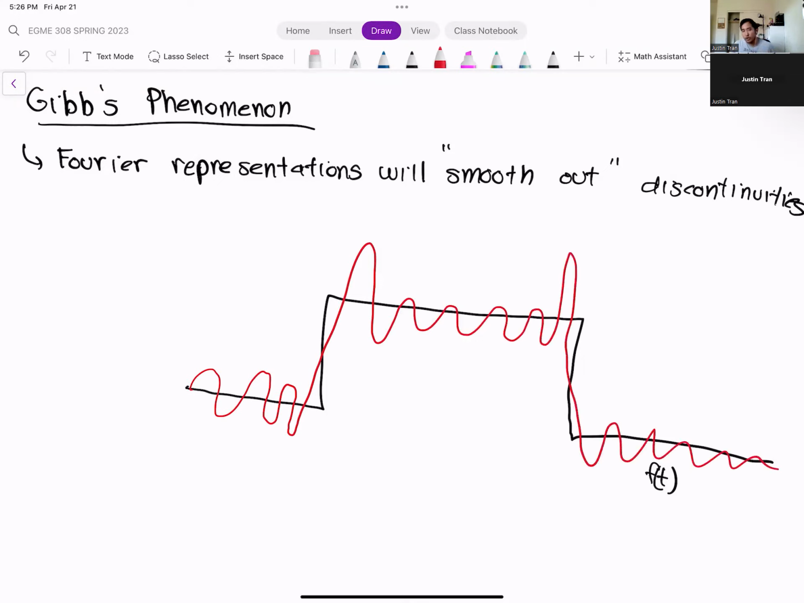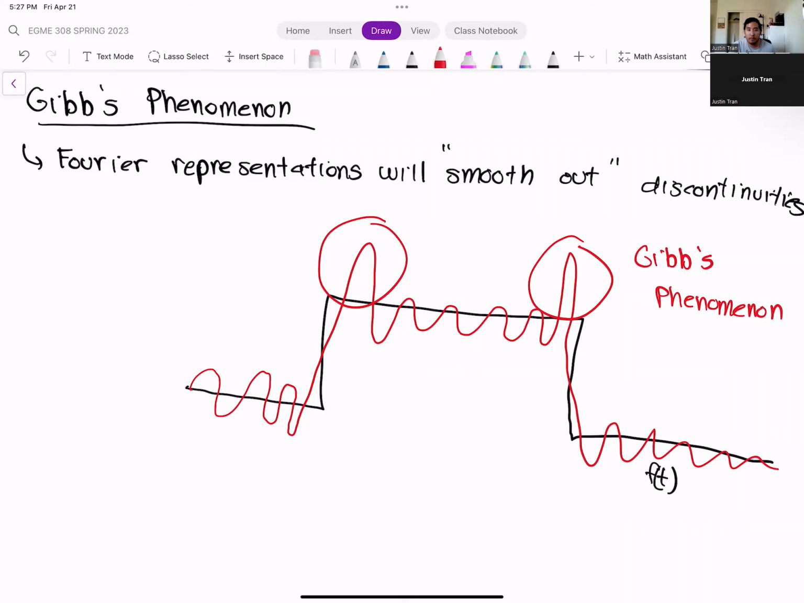Okay. And so you're going to have these kind of like bunny ears or overshoots in the function. Okay. And so these overshoots are known as the Gibbs phenomenon. Okay. And they're unavoidable. And so basically they're always going to be there kind of no matter what. Okay. But they are basically there.